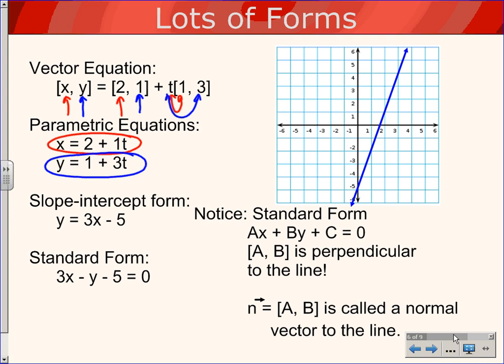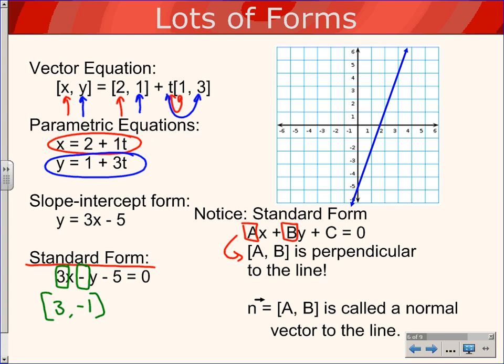So notice, standard form, and that was this guy. Standard form looks like ax plus by plus c equals 0. That's the way it has to look to be called standard form. Well, if I grab these two coefficients, the a and the b, and turn them into a vector, what I'm saying there is that that vector would be perpendicular to the line. Okay, and I can show you that actually. It's pretty easy to show you. From this one, I'm grabbing these two numbers here, the 3 and the -1. So my vector is 3 and -1.